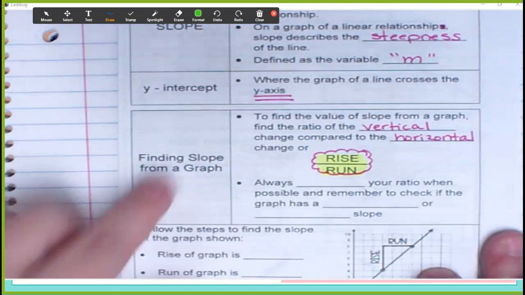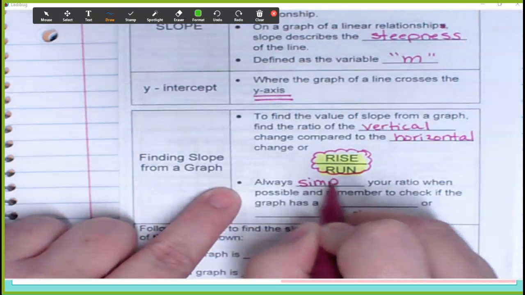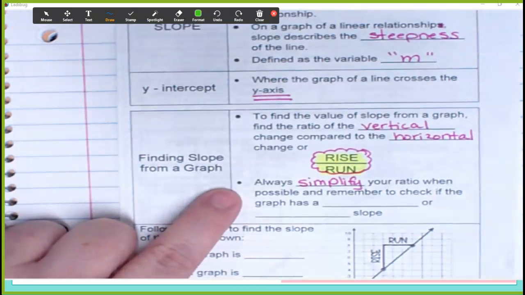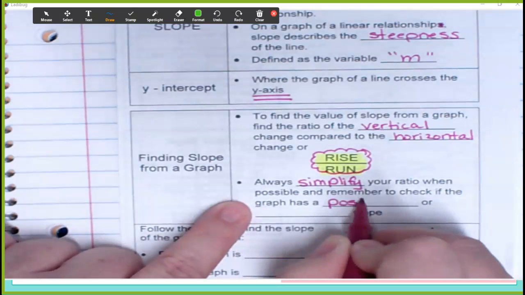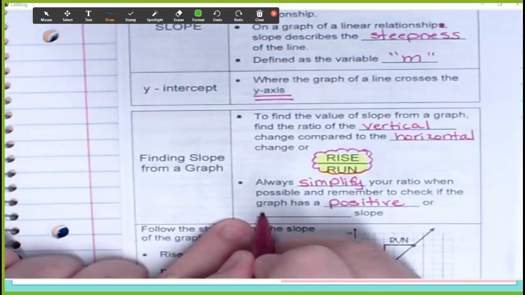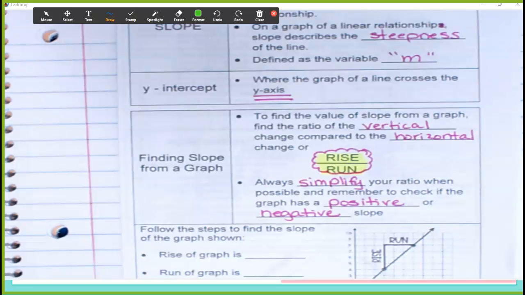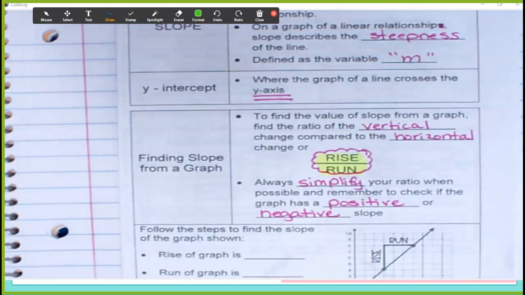When we're finding slope on a graph, we always want to simplify the ratio when possible. And then we need to double check if it has a positive or a negative slope. And I'm going to tell you in just a little bit, when we get a little bit further, how we can tell if a slope is positive or if it's negative. Okay? All right, well, what does this look like in action?